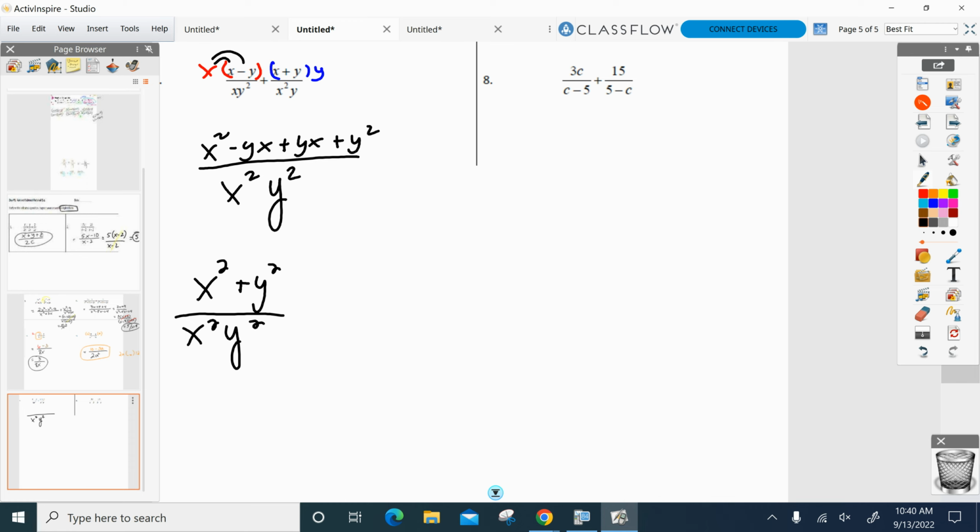Anybody want to try to factor x squared plus y squared? Difference of two perfect squares? What's it got to be in between to factor? Subtraction. Is it? No. So are we done? Yes. We are done here.